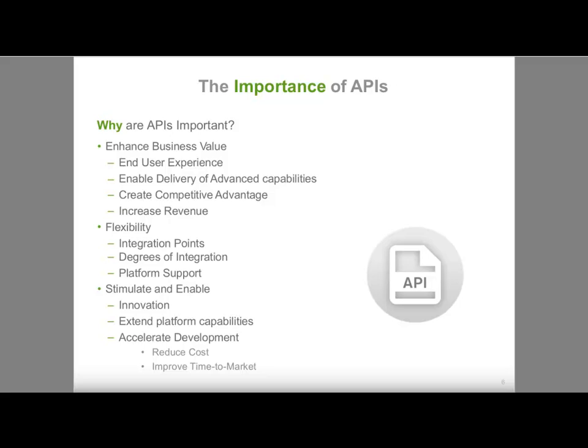So a lot of flexibility in how you can extend the platform capabilities through what we call extension objects and through the APIs. A strong set of APIs and a strong development platform is going to help you accelerate that development so that internally you can reduce your cost and improve your time to market and deliver those innovations in a much more timely manner.